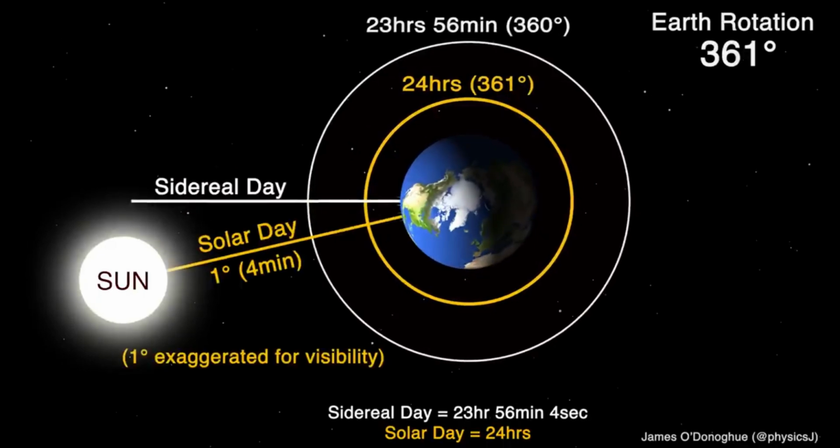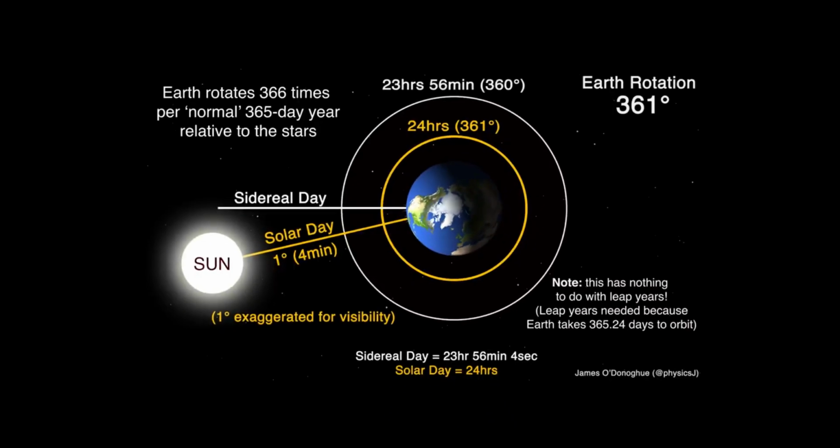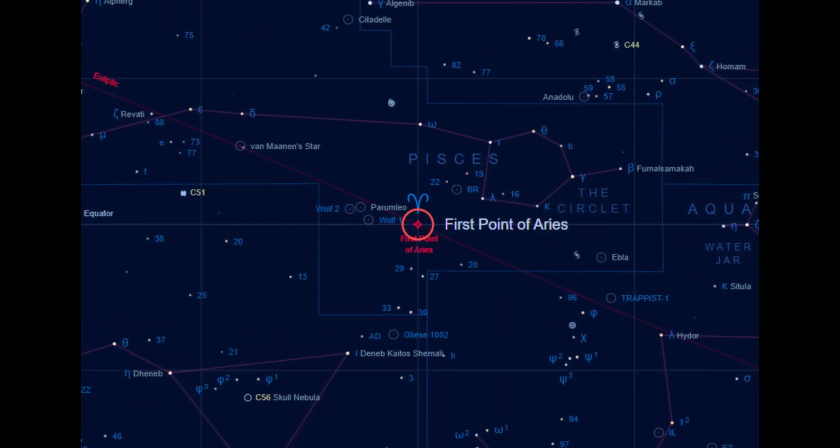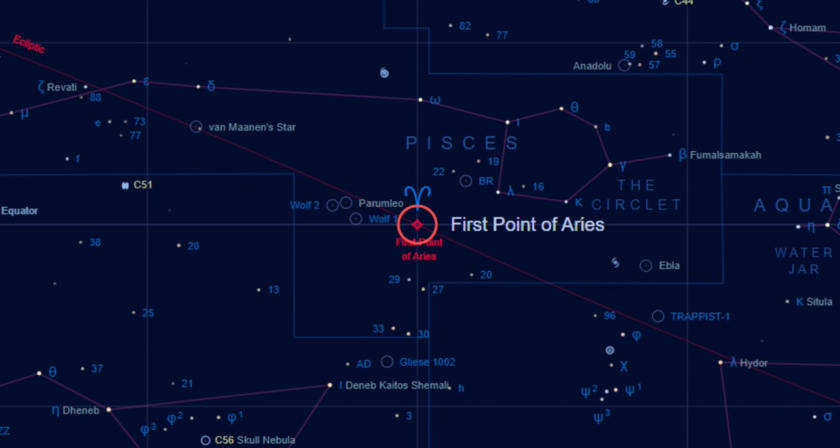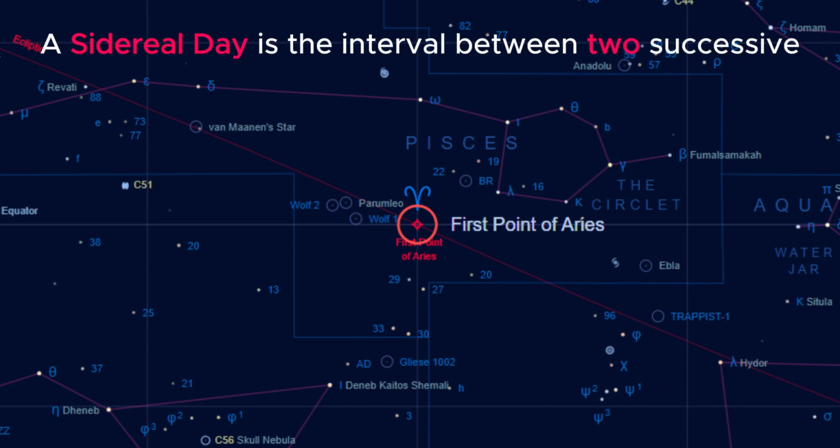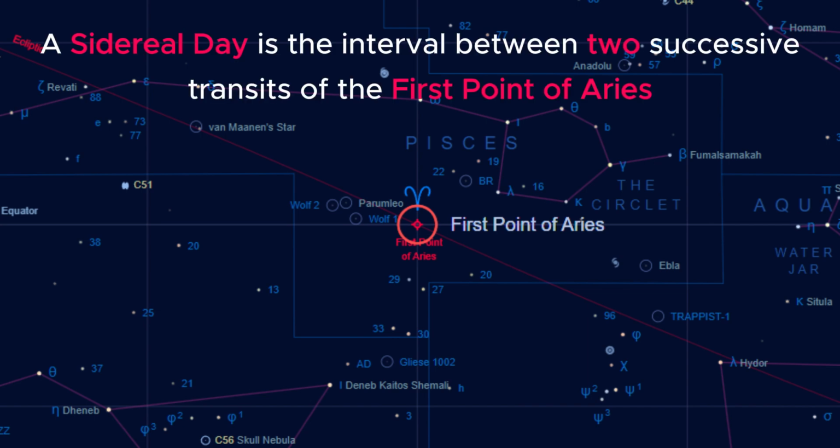For standardization and convenience, astronomers use the first point of Aries, also known as the vernal equinox point, rather than an actual star. Consequently, the sidereal day is defined as follows. A sidereal day is the interval between two successive transits of the first point of Aries across the same meridian.